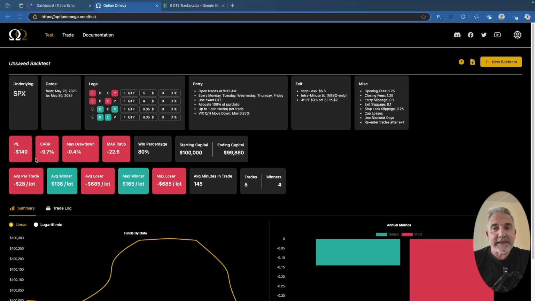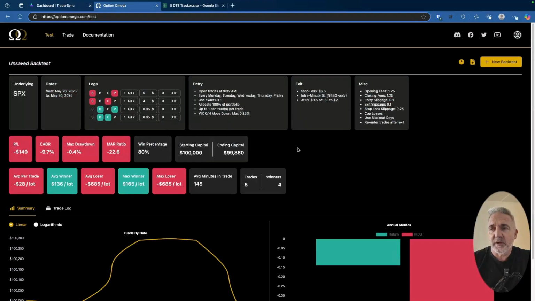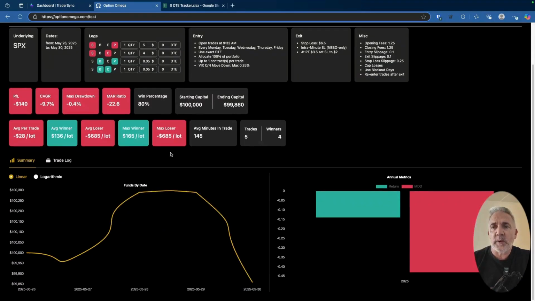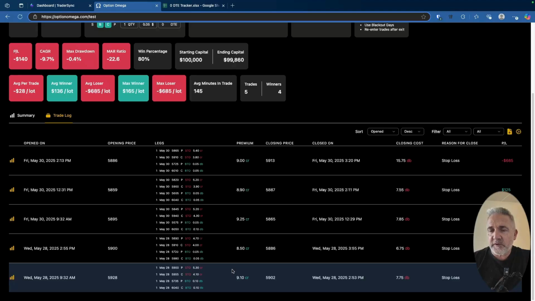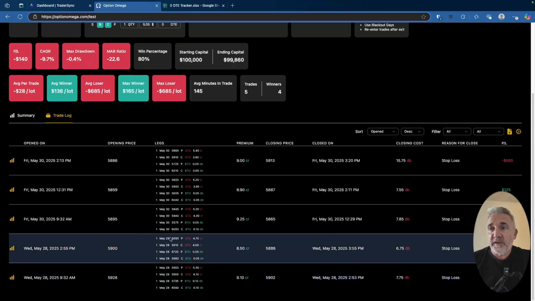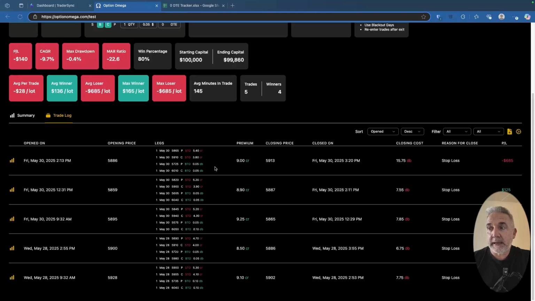And interestingly, it shows a loss of $140, whereas I made a profit of, what was it? Just over $500, yeah, almost $600. So I went back and looked at the trade log to see why there was a difference. And as it turns out, the backtester never fired off on Tuesday. And if you recall, I made a profit on Tuesday. So the backtester does not reflect the results that I got on Tuesday.